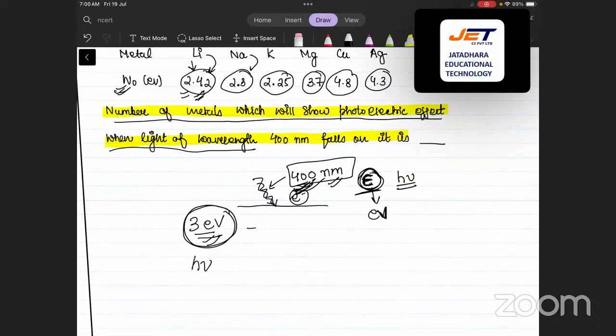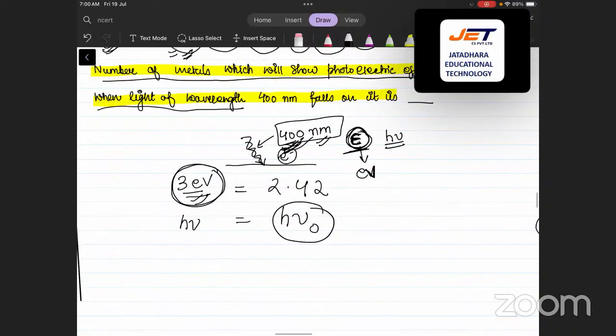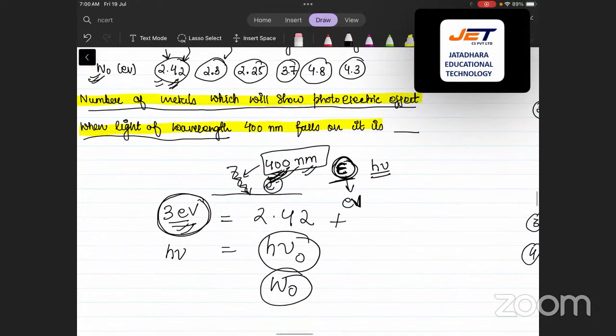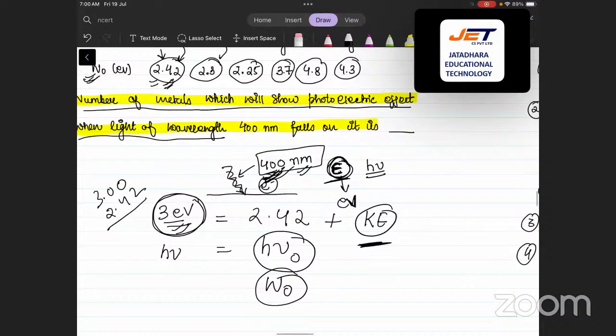So this is the total energy. Taking lithium, 2.42 is the minimum threshold energy, or the work function, and along with that I have the kinetic energy. Whatever is left will be used for increasing the speed of the electron. So you can calculate it. What is the energy that will be left here? 0.58.